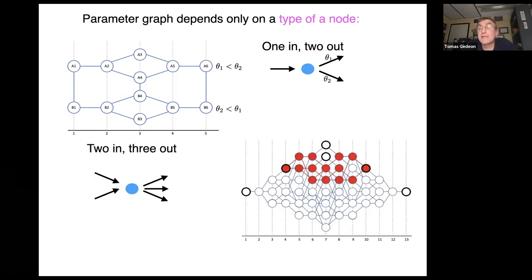The more complicated graphs are much bigger. This is one where I have two inputs and three outputs. The three outputs have three thresholds. There are three factorial, six different possibilities. What you see on the right side is 1/6 of the entire parameter graph.